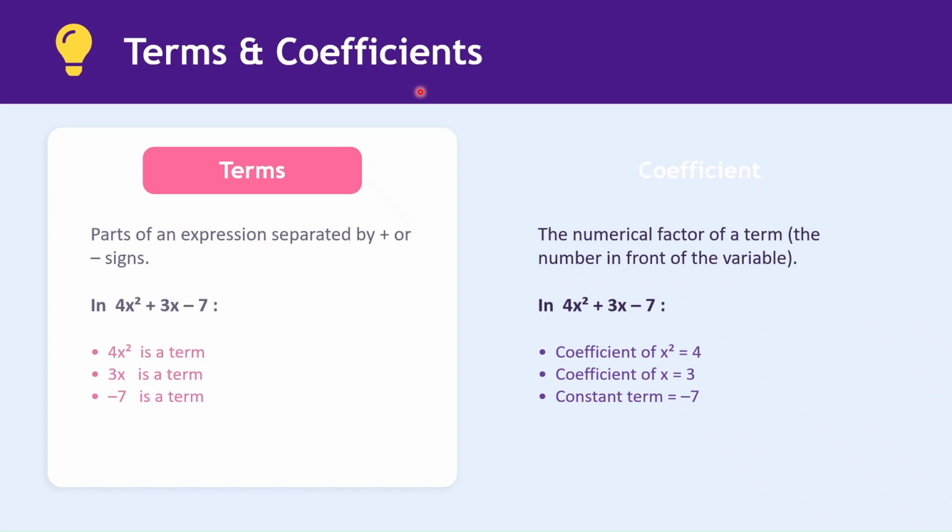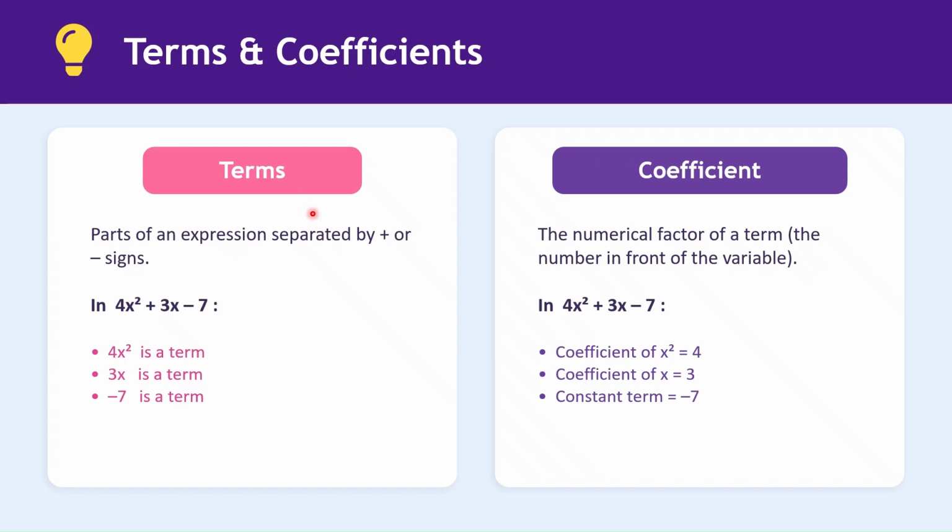Terms and coefficients. Terms are the individual parts of an expression that are separated by plus or minus signs. Take the expression 4x squared plus 3x minus 7. How many parts are separated by plus and minus? 3. So this expression has 3 terms. 4x squared is one term, 3x is the second term, and the negative 7 is the third term.